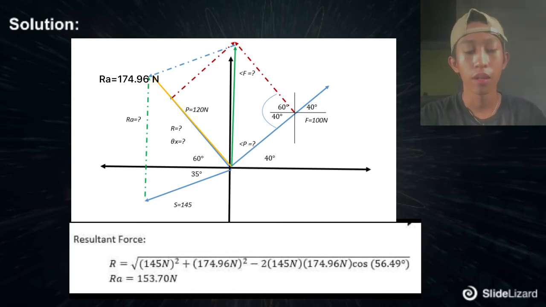Then add 21,025 plus 30,611 minus 28,011.78, which is equal to the square root of 23,624.22. Then take the square root and you get 153.70 Newton.